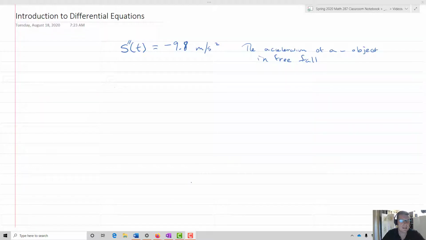We're going to take a look at some key terms here inside of differential equations, so that we can be on the same page in terms of the language that we're going to use. So let's start out with an example of a differential equation.